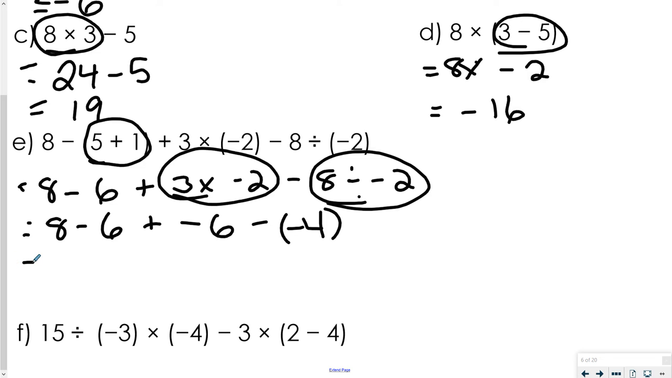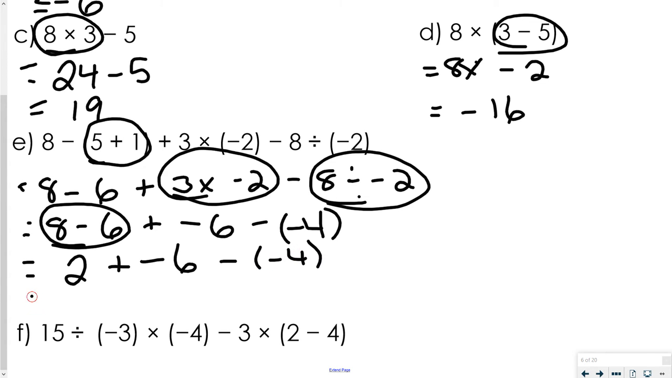Okay. Next thing, so I've done multiplication and division. Next thing is addition, so I do the first addition that I have, which is actually subtraction. 8 subtract 6 is 2, plus negative 6, subtract negative 4. So 2 plus negative 6, what do I have more of? I have more negatives, so my answer is going to be negative, and the difference is 4.